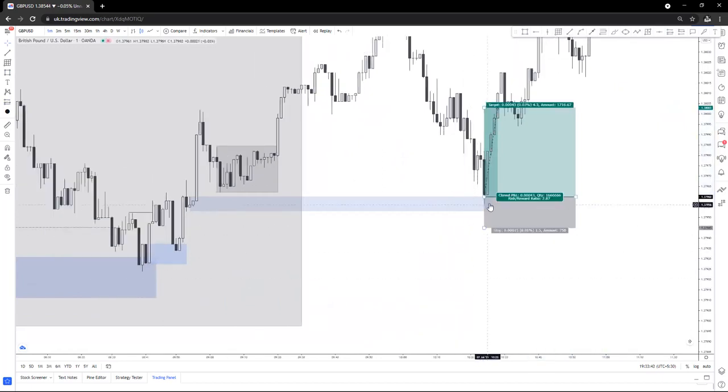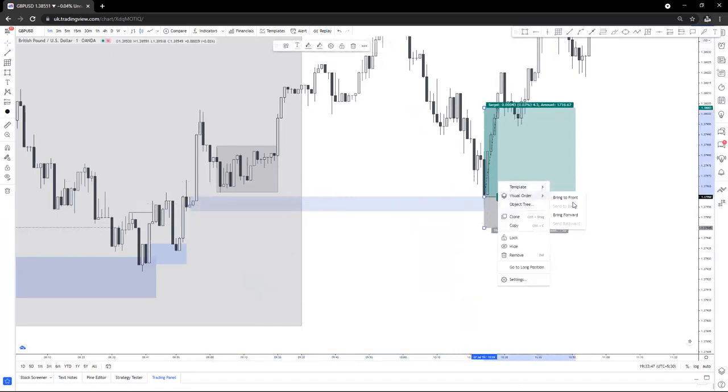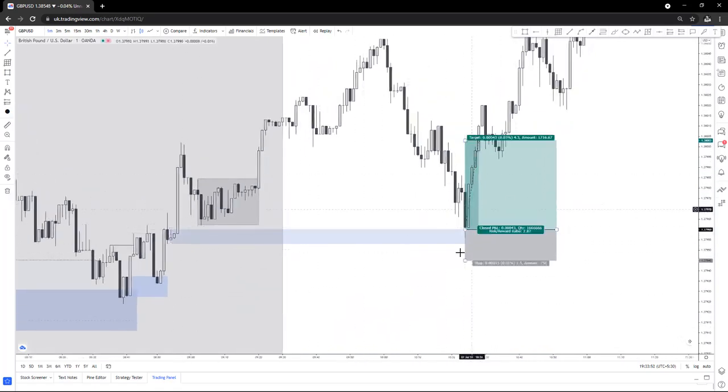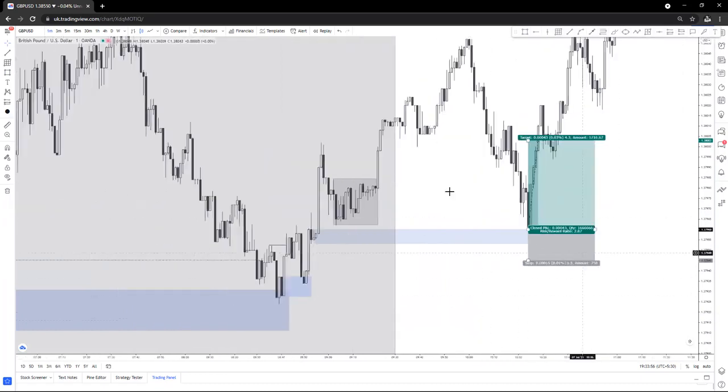The closer the inducement is to a POI, the stronger that POI is. Okay, you see that? Like if you get the right entry, it does not mess around at your entry. You see that? It just goes. It has no reason to stay there.